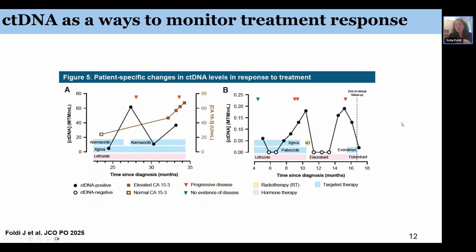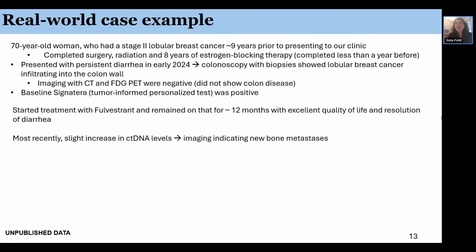So again, what's really interesting here is that we think that we can use ctDNA to monitor for progression, and that the ctDNA test may be able to tell us before a scan shows progression of disease. So I want to now give you a real world example from my practice of what this might look like. I was seeing a 70-year-old woman who had a stage 2 lobular breast cancer about 9 years before presenting to my clinic. 9 years before, she completed surgery, radiation, and then 8 years of estrogen blocking therapy, which she completed less than a year before I met her.